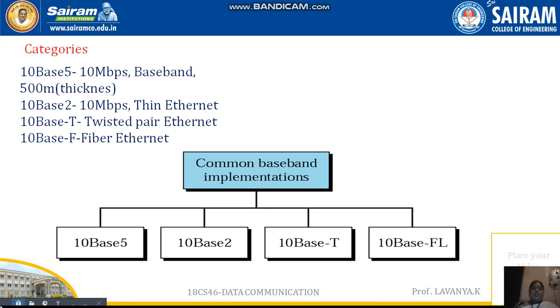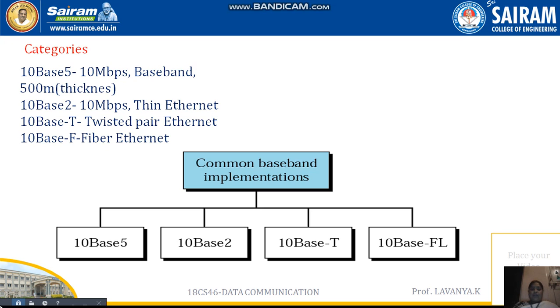See, this is the Ethernet category. We have five categories. One is the 10 base 5 category, which contains the common baseband implementation. Then 10 base 2, 10 base T, and 10 base FL. The 10 base 5, I told you, is a baseband Ethernet, and the speed of that 10 base 5 Ethernet is 10 megabit per second.